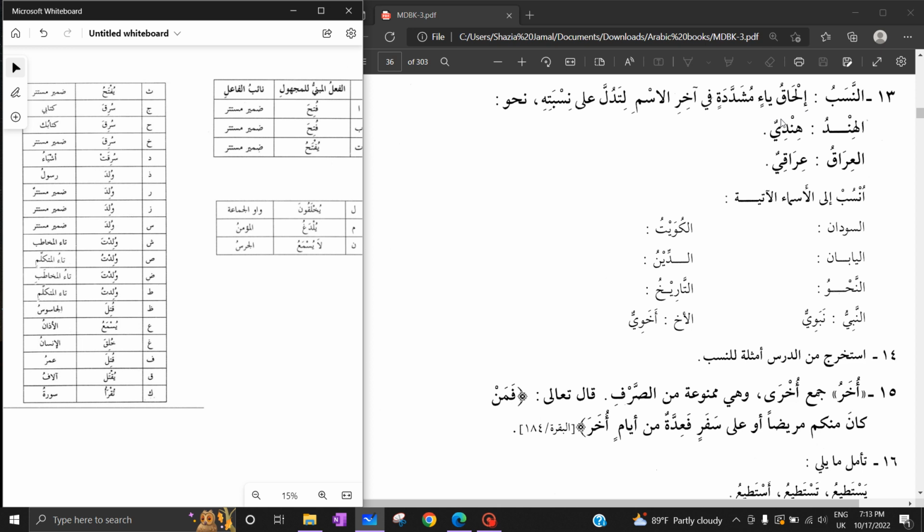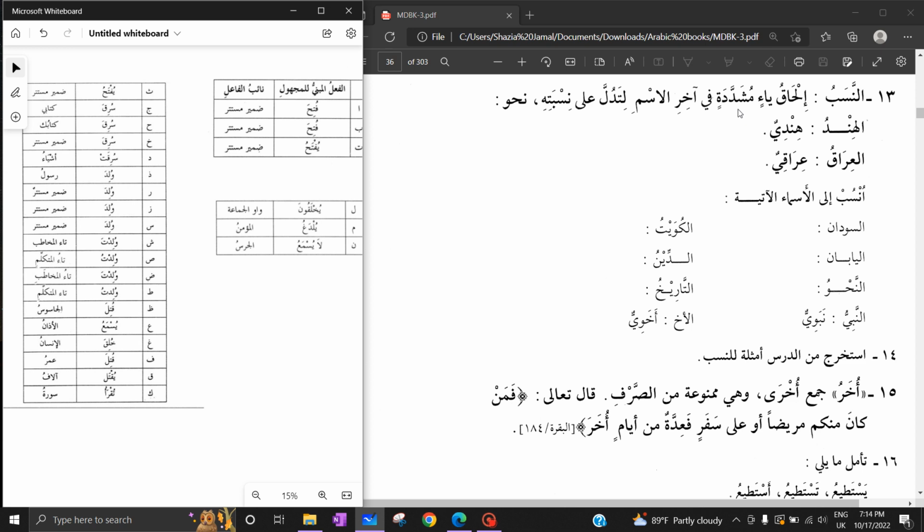Ilhaqhu ya means you have to put a ya, like from Hind, how the word has been originated from Al-Hind. How have you derived this word Hindiyun? This word has been derived from the word Al-Hind itself. So, what is the extra letter that you have put in this word? It's a ya. Hindiyun. So there is a shadda. I don't see a shadda here, but this ya carries a shadda.